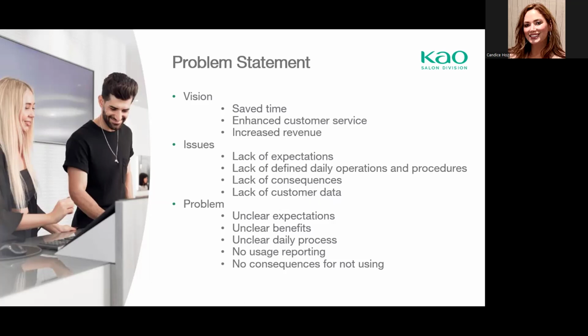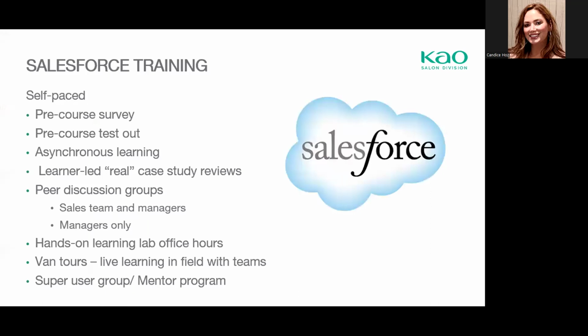Every customer account needs to have accurate information on 10 specific data points at this point. And after every visit with a customer, the sales team must update the account with notes. And these notes should summarize what happened during the visit and what the next steps are, what their follow up actions are. So, this is the problem that we need to resolve. And so, how can we do that? Well, we can do that with Salesforce training.